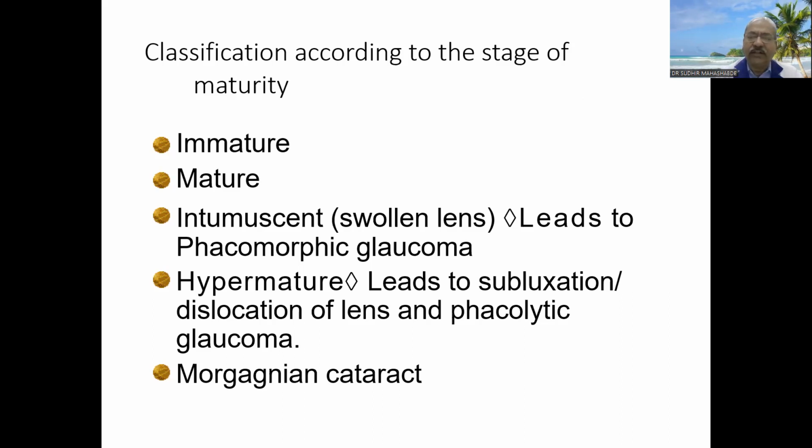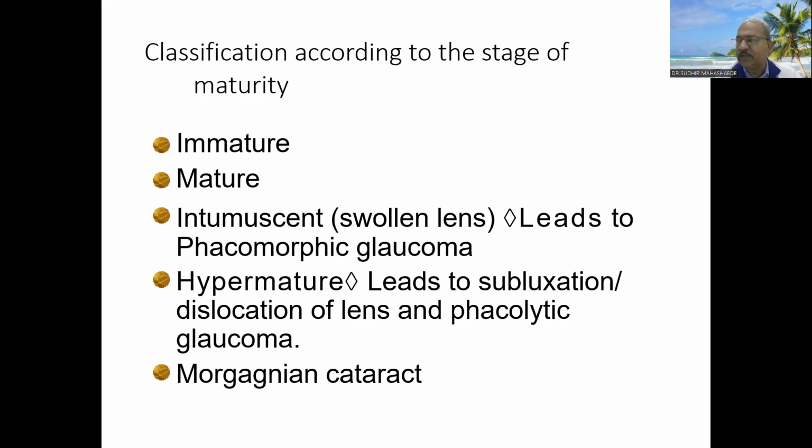In mature cataract, the whole lens becomes opaque, which is very commonly seen when the patient does not turn up early for the examination or treatment. But many times patients do not even come when they just have vision of hand movement. And there the mature cataract will turn into hypermature cataract.